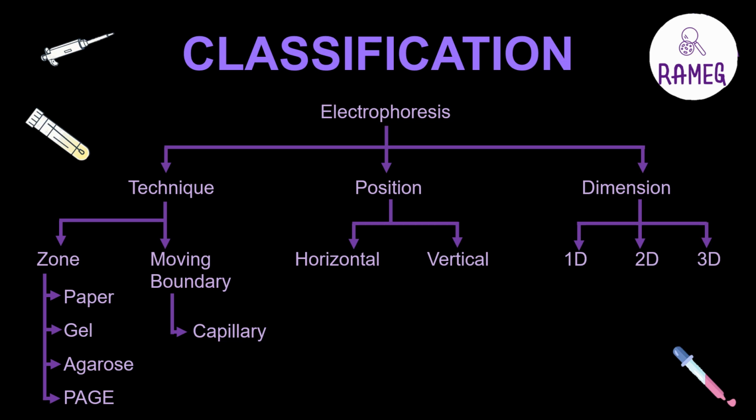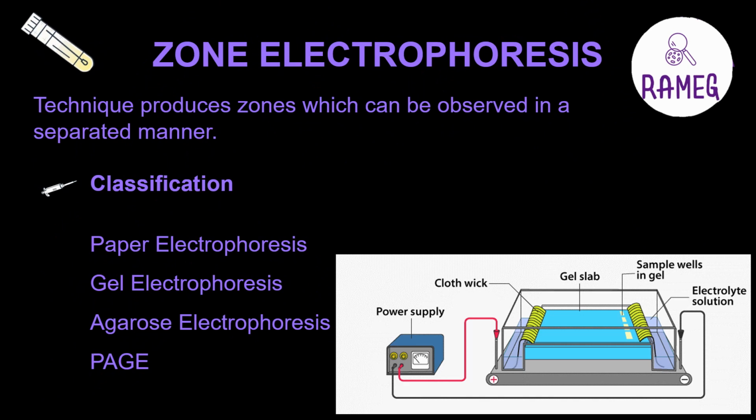So to talk more about zone electrophoresis, it is a technique which produces zones which can be observed in a separated manner. It requires a supporting medium, because only if there's a supporting medium can the sample be migrated from one place to another. The supporting medium depends upon the type and structure of the medium used. Based on it, it can be classified as paper electrophoresis, gel electrophoresis, agarose electrophoresis, and PAGE, which is also referred to as polyacrylamide gel electrophoresis.